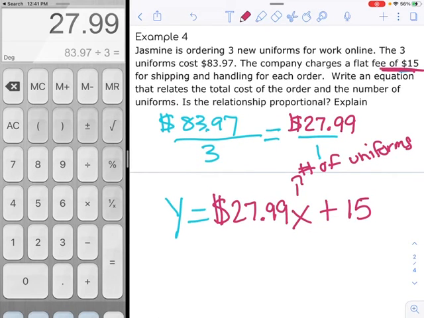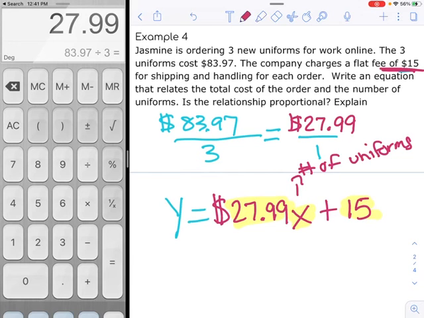So this is the equation that Jasmine could use to figure out, well, what if she has 8 uniforms? What if she has 9 uniforms? What if she wants to buy 35? This is the equation she would use, because it would multiply our unit price by how many uniforms there actually are, and it would include that $15 shipping rate.